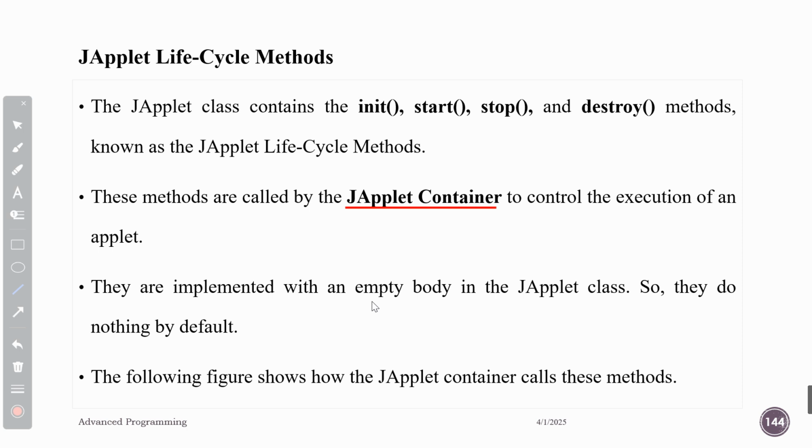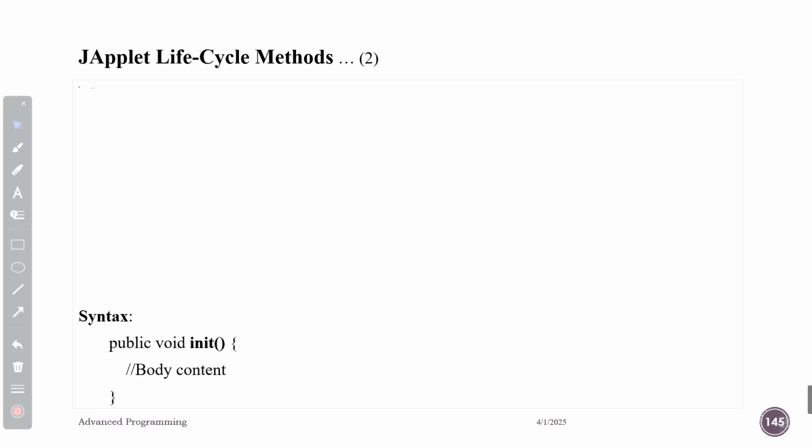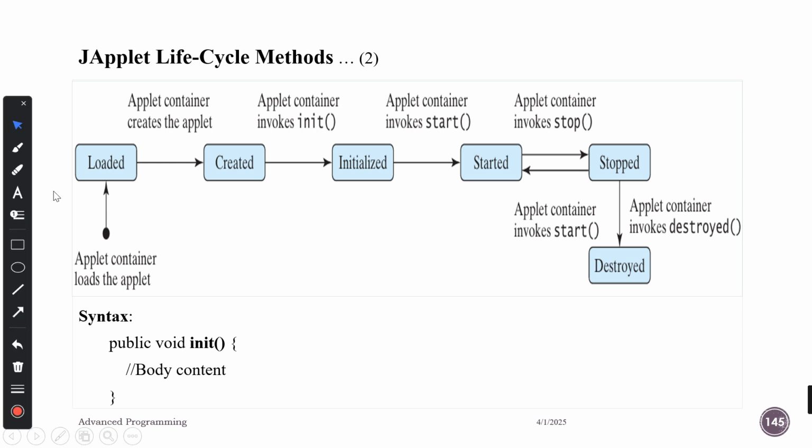The following figure shows how the JApplet container calls these methods. Here it is, the JApplet life cycle methods. First, the applet container loads an applet. The applet container creates the applet. The applet container invokes init for initialization. Then the applet container invokes start, and the applet is started.